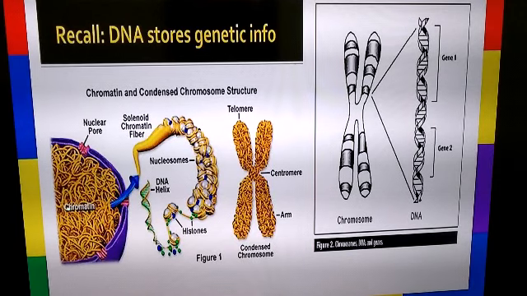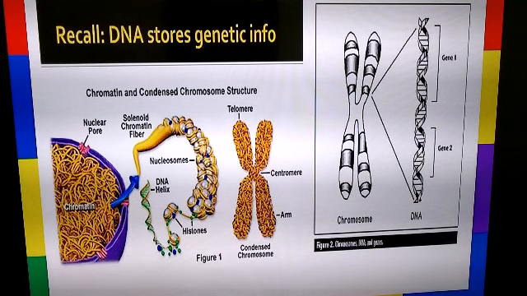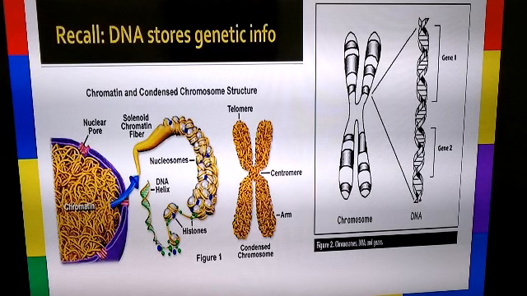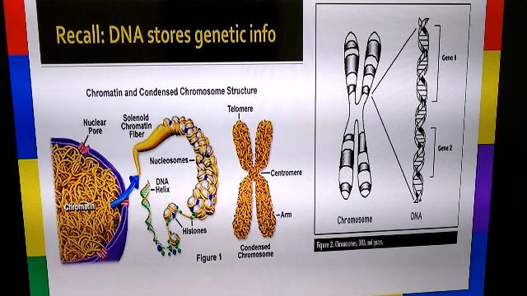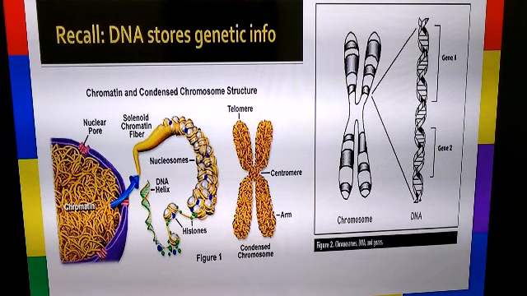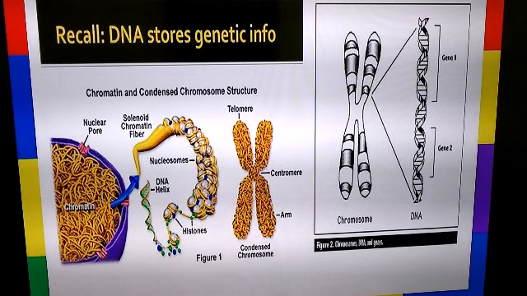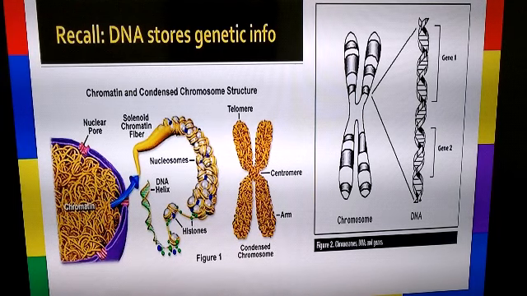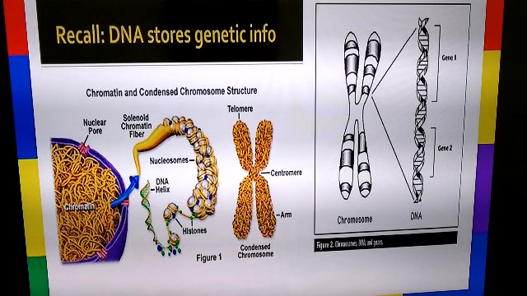This is how the chromatin material appears inside the nucleus, as an entangled mass of thread-like structures. But when the cell is about to divide, then the chromatin material gets organized into these rod-shaped structures which are called the chromosomes. This is how the chromosomes are drawn. When we draw the diagram, we draw the chromosome diagram like this.